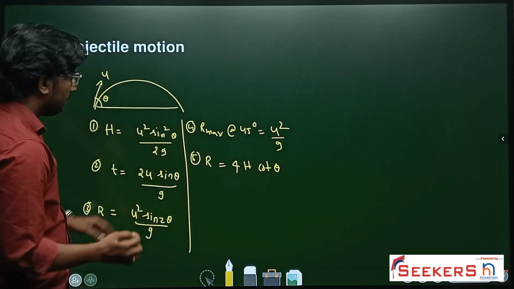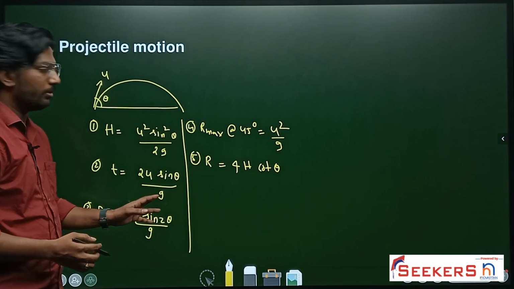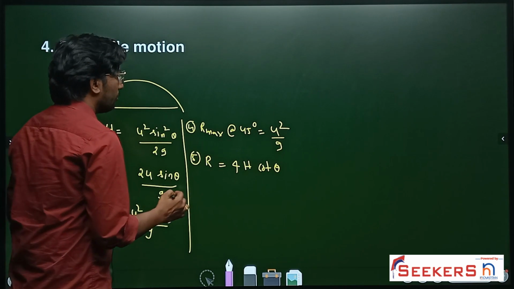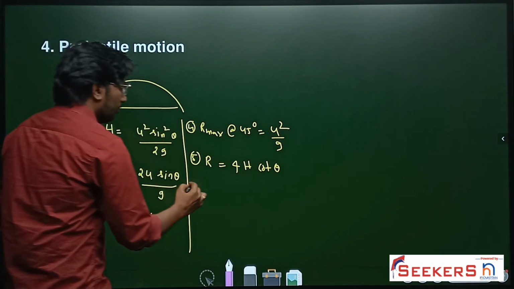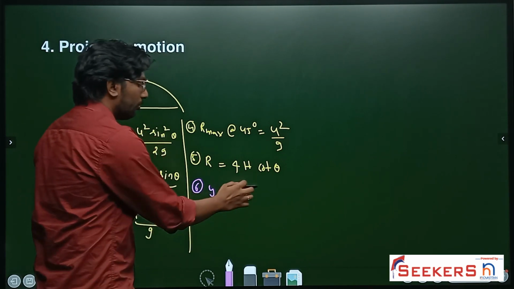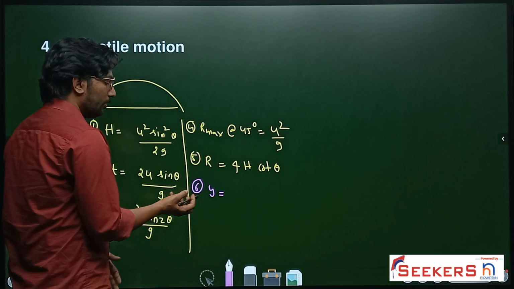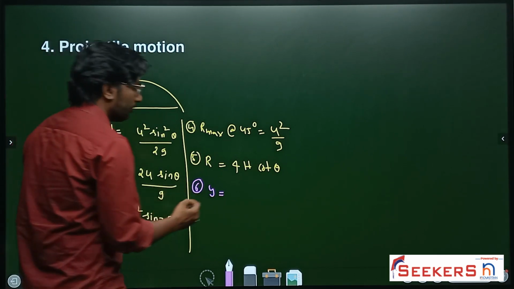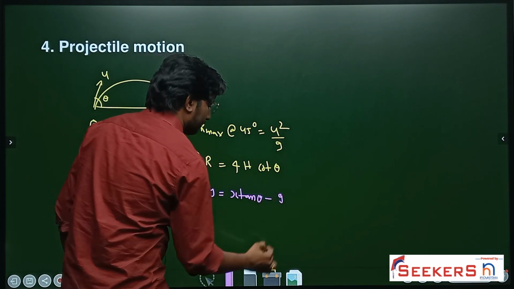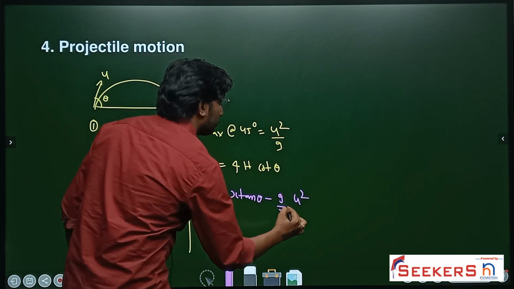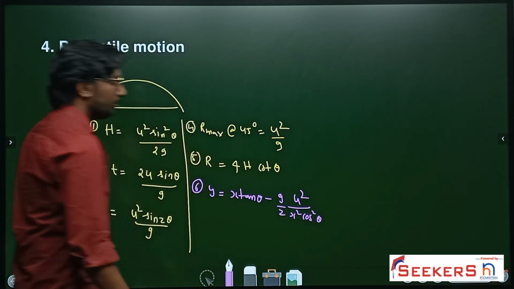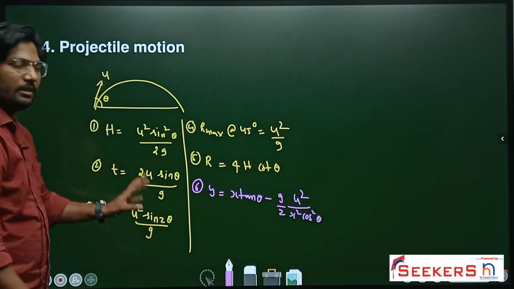And other than this, these few things can help you to understand the questions very easily. If you still need one more equation to solve projectile motion based problems, you can just know the trajectory equation. It's quite okay if you don't know this, you can still solve the questions. Just for safety, it is better to know this equation: y = x tan theta minus g by 2 into x square by u square cos square theta. So these are a few basic equations that you need to know.